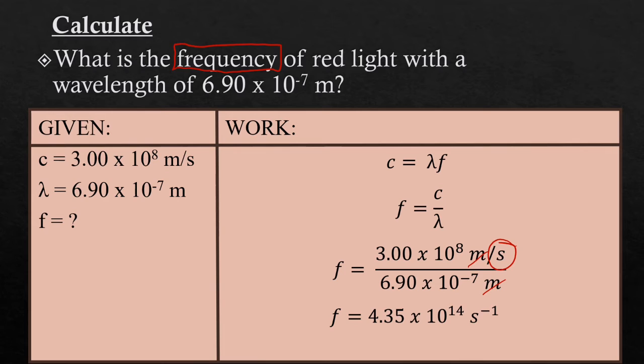So the only number that I'm going to be counting is the given number, which is 6.90 times 10 to the negative 7. And remember, when we have scientific notation, I just like to ignore the times 10 when counting the sig figs and count this. So we have 3 sig figs. That is why the answer is 4.35 times 10 to the 14th inverse seconds.